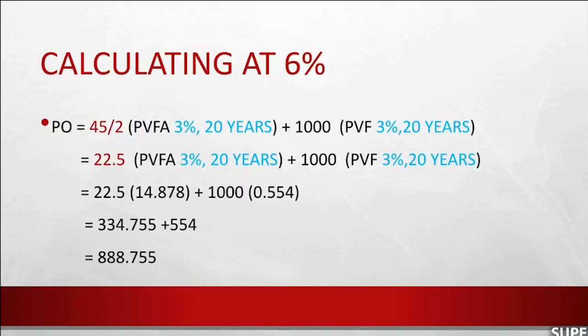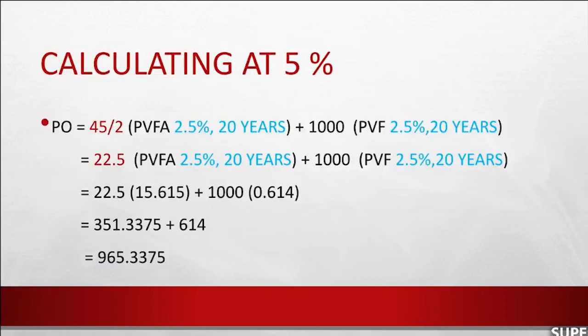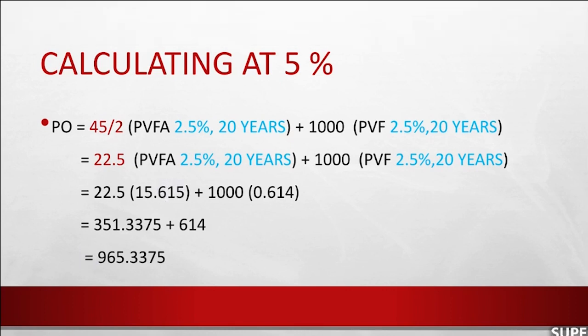Okay, now we need to apply these present value factors. Here the present value factor annuity at 2.5%, 20 years is 15.615. So 22.5 into 15.615 plus maturity value 1000 into present value factor at 2.5% in 20 years, which is 0.614. So we are multiplying this with 1000. Then we will get 965.3375 as our present value of cash inflows at 5% discount rate.